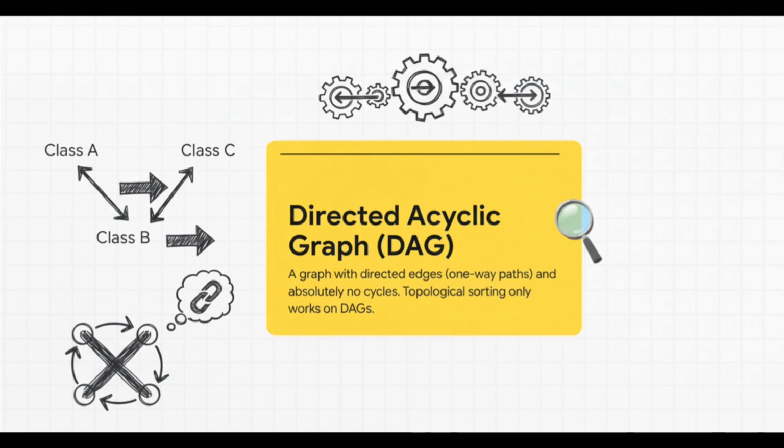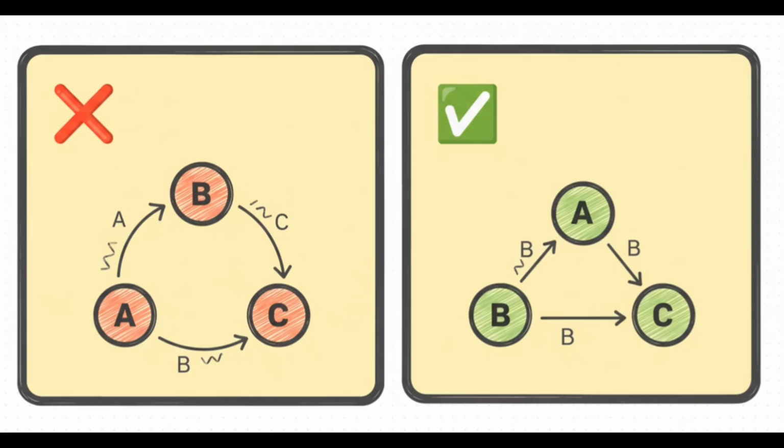Let's break that down. Directed just means the relationships are one-way streets. Course A leads to B, but B doesn't lead back to A. And acyclic, well, this is the most important part. It means there are absolutely no loops. No situations where you can follow the arrows and end up back where you started. A cycle would be like needing class A for B, B for C, and C for A. That's a problem.